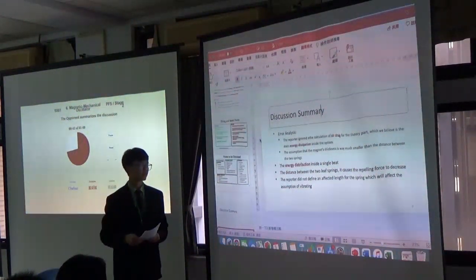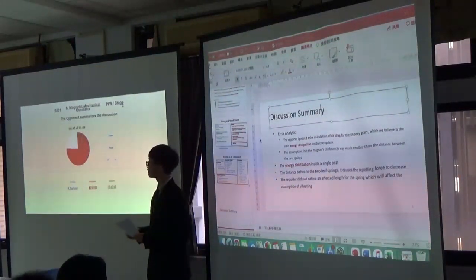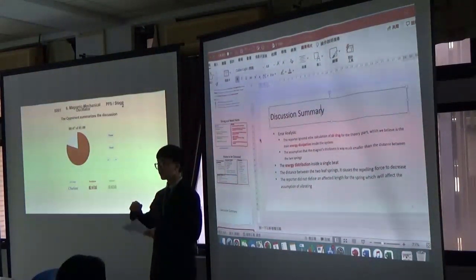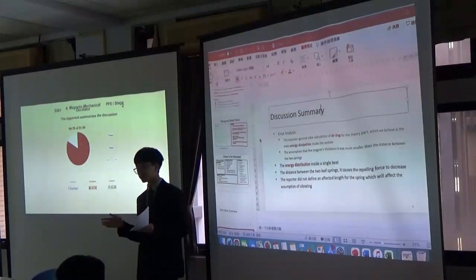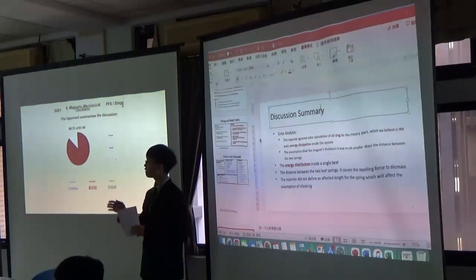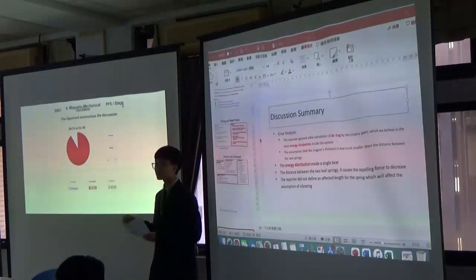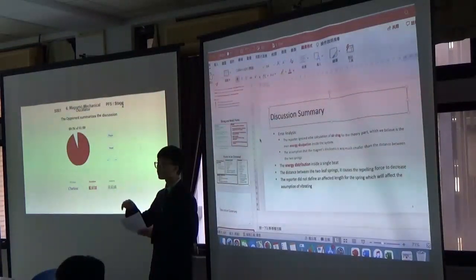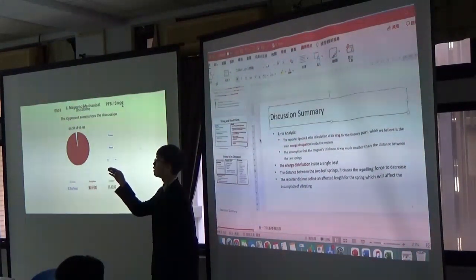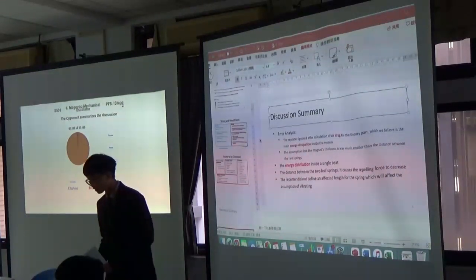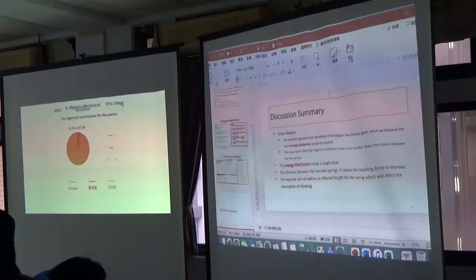And also, we discussed the parameters of the effect. We believe that the length of the spring, the distance between the springs, and the magnitude of magnets, etc., will affect the motion of the springs and also the pattern of the waves. Thank you. Okay, reviewer.